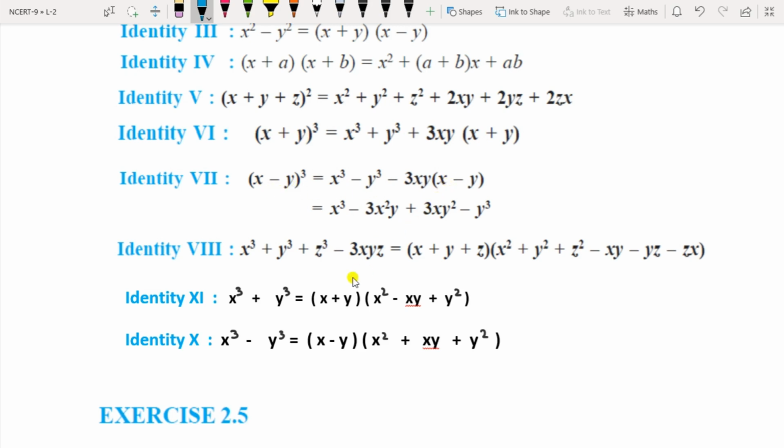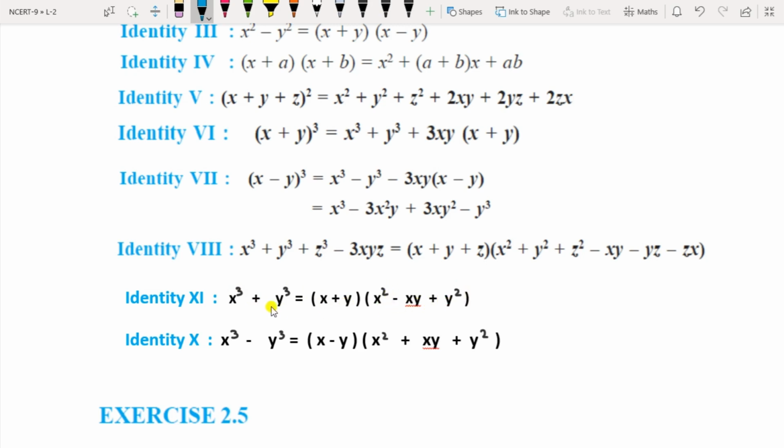Then, three terms having cube with single cube each, and minus 3xyz, it will be x plus y plus z multiplied by x square plus y square plus z square minus xy minus yz minus zx. And if there are two terms with single cube each, with addition in between, then you write the first bracket as x plus y, whatever the question is without the cubes, and in the second bracket it will be x square minus xy plus y square.